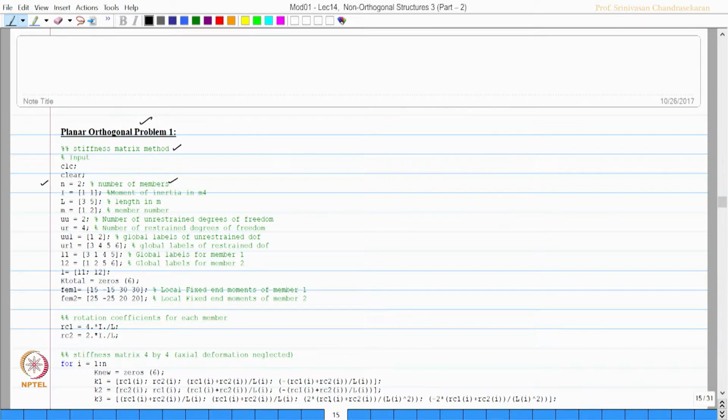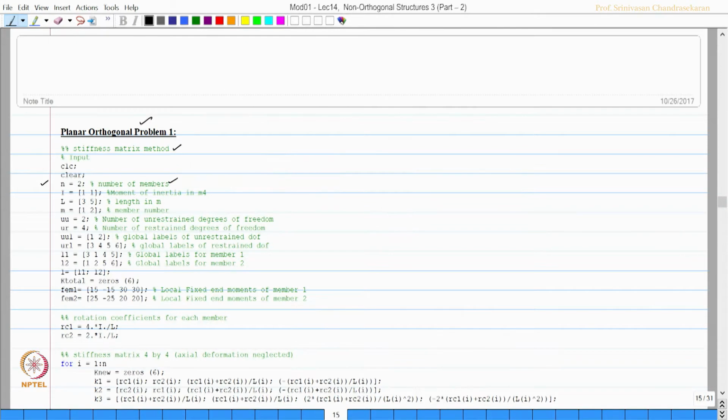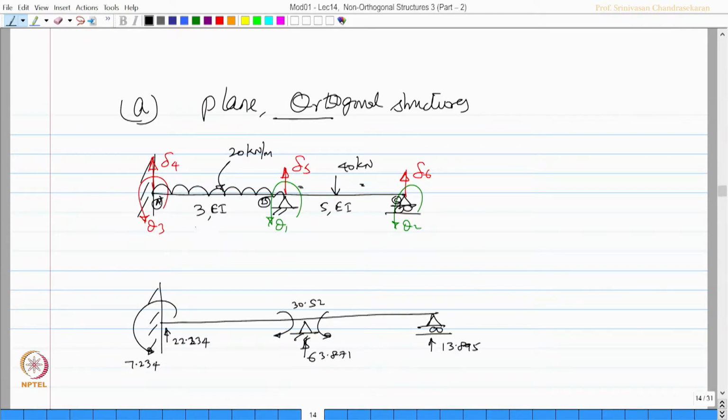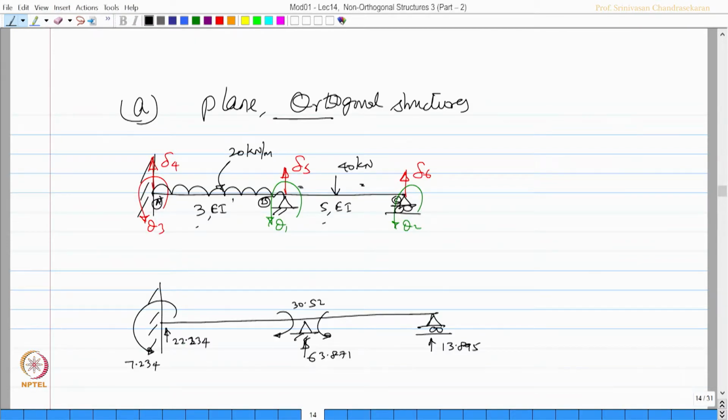Okay. For simplicity, since EI is constant, I have said I is and E is not varying. Length of the member is an input which is 3 meter and 5 meter, you can see here, and the member numbers are 1 and 2. This is member 1 and this is member 2.